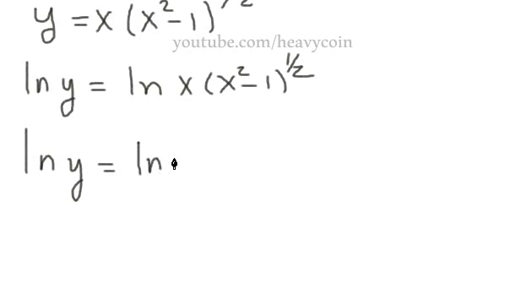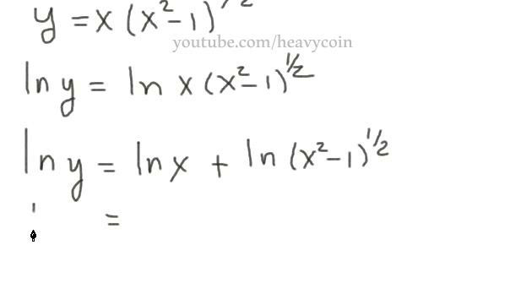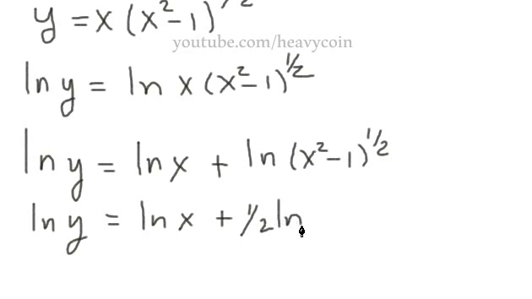and now I'm going to use those log properties to expand this. So we have the natural log of x plus, because this is a product, the natural log of (x squared minus 1) raised to the half. And I'm going to rewrite this one more time. I'm going to take this half and bring it out front. Now I'm not taking the derivative. That's just properties of expanding the natural log function here. Okay.